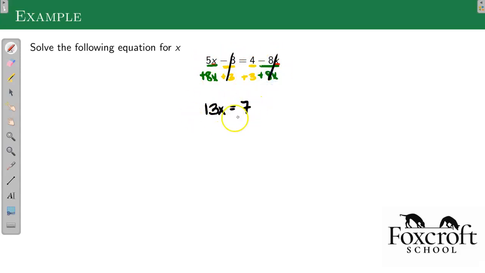Those cancel out. Now this is exactly what we want every time we're solving a linear equation: stuff with the x on one side, stuff without the x on the other side. And like I said, now you just have to divide, get rid of that 13 that's being multiplied by dividing by 13, and I get x is 7 over 13. As soon as that x is all by itself on one side, that's how you know you've solved. There shouldn't be any x's on the other side of the equal sign.